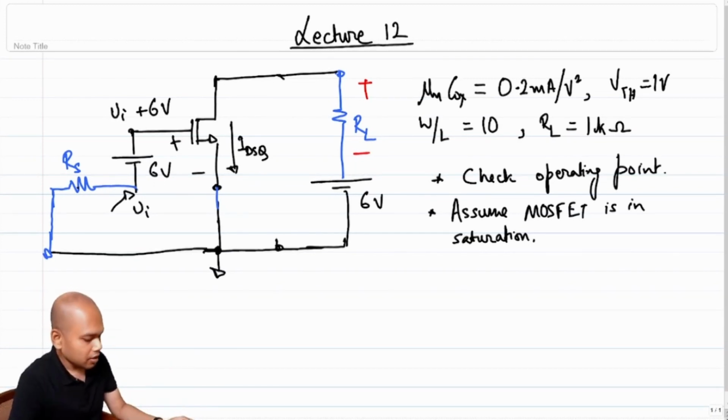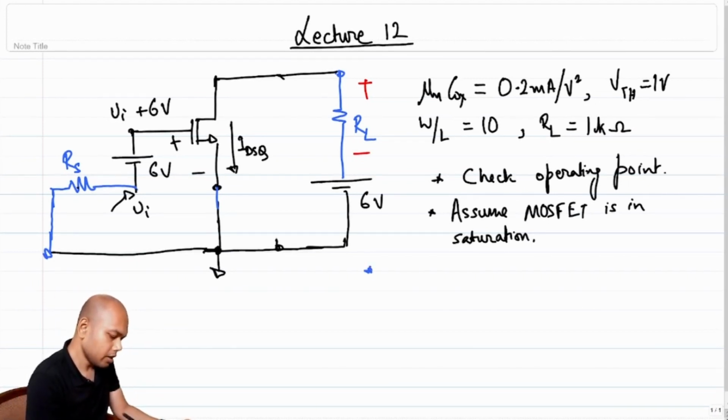So in case of a voltage source, we need to desensitize the voltage source, and desensitizing the voltage source means we have to short circuit the voltage source. Okay, great. So now if we assume MOSFET is in saturation, what will be IDSQ?